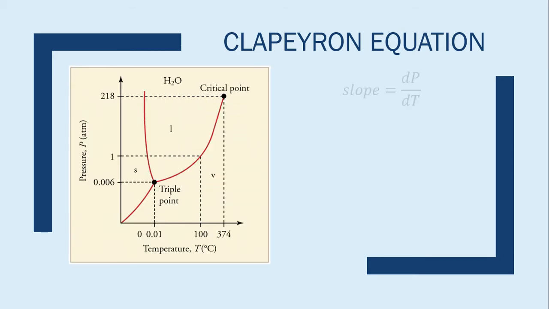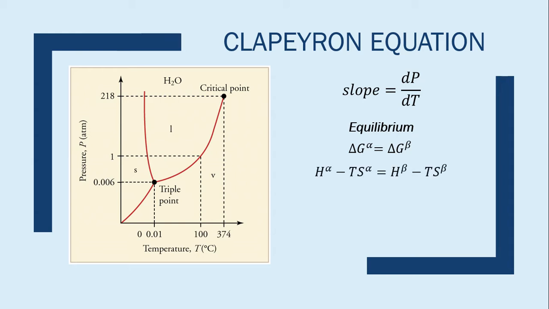So, we have the slope of a phase diagram, which is dp over dt, and since the system is at equilibrium, we know that the Gibbs energy of the component at the alpha phase and the Gibbs energy of the component at the beta phase are the same. So we have the following equation.